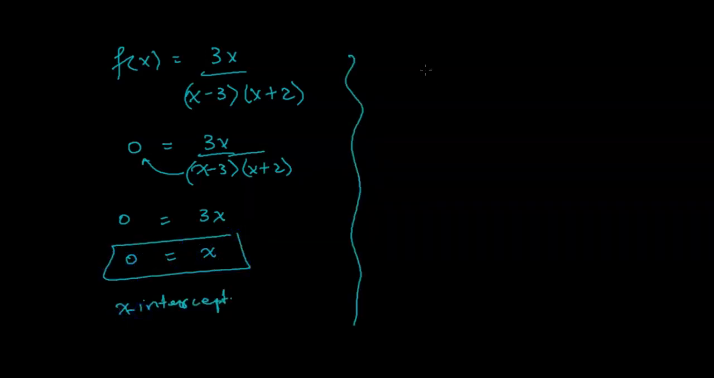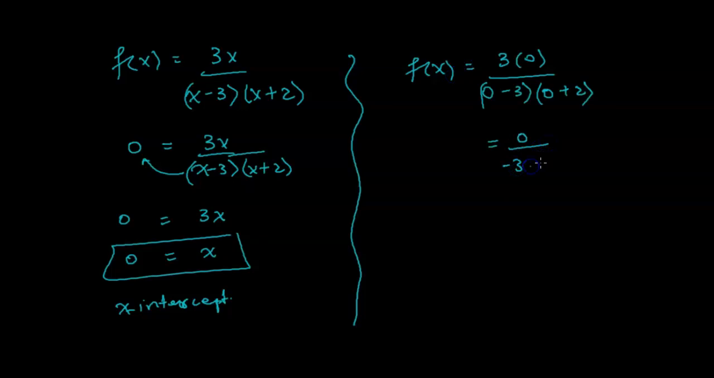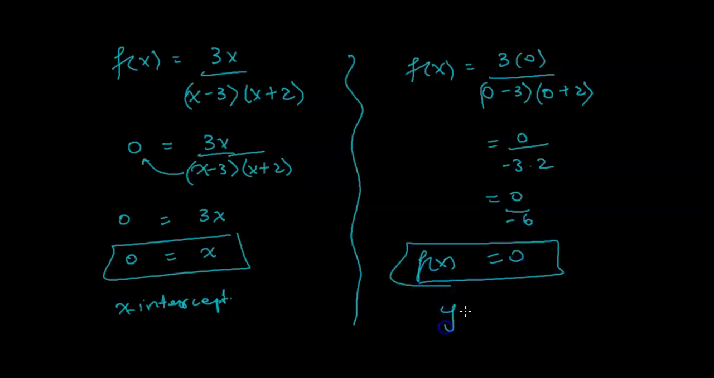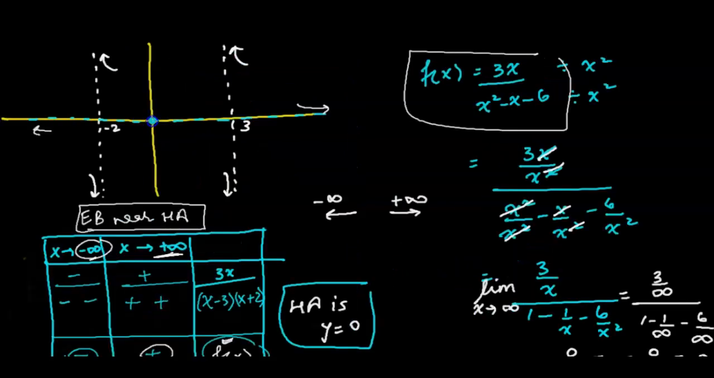Next, we would determine the y-intercept, and that is when we substitute x as 0. So this would give us 0 over negative 3 times 2, which is 0 over negative 6. That is also a 0. So our y-intercept is 0. Finally, we will just plot this x and y-intercept, which is 0 and 0 in both cases. And this is where the x and the y-intercept would lie.